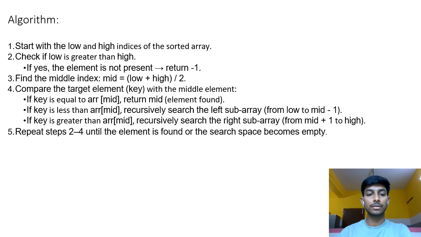And if the key value or target value is less than the mid element, recursively search the left subarray part from low to mid -1. And if the key value is greater than the mid value, then recursively search the right subarray part from mid +1 to high. Repeat steps 2 to 4 until the element is found or the search space becomes empty.